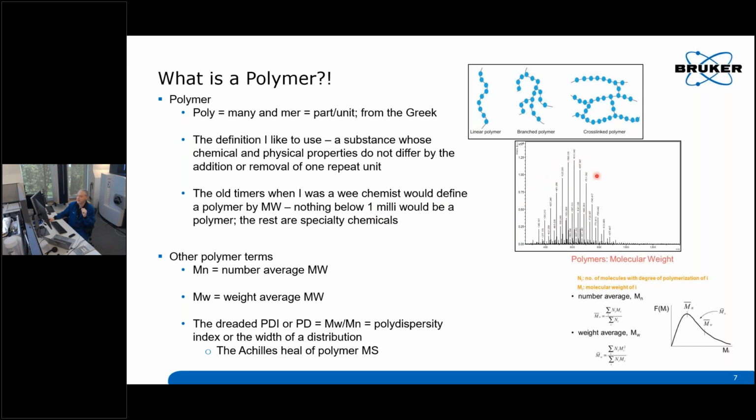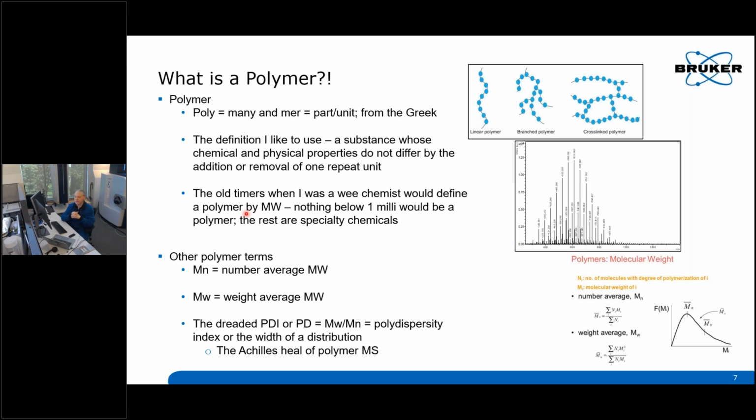And this is the type of data that we're hoping to see today, a nice distribution. Each one of these repeat units in the chain is represented by a peak that you observe in the mass spectrum. So if this is N, this would be N plus 1, plus 2, plus 3, and minus 1, minus 2, minus 3. When I was first starting out a long time ago, people would define a polymer by just molecular weight alone. A lot of older chemists would say nothing below 1 million, nothing below 500,000 is a true polymer, that is a specialty chemical.